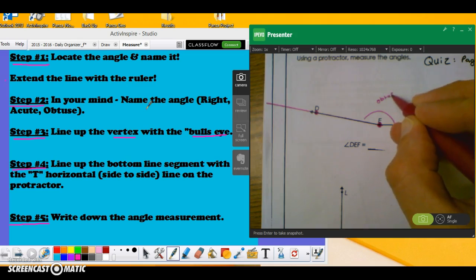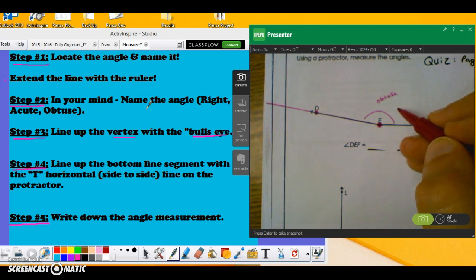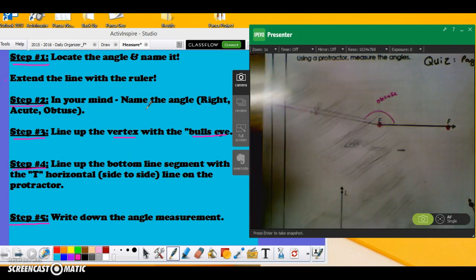I've actually told the students to make sure that they write it down as well, to remember when they're measuring the angle, is it an obtuse angle or an acute angle, or maybe it's right? Finally, we're ready to grab our protractor.